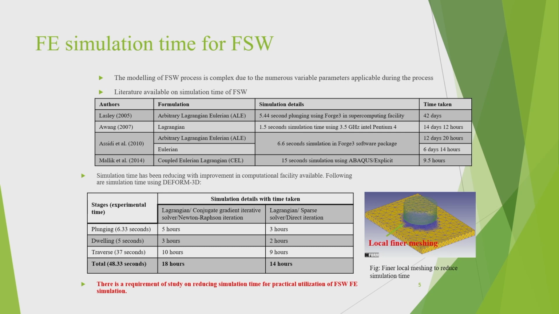Then Malik did a coupled Eulerian Lagrangian approach, and he simulated 15 seconds of the process using Abaqus Explicit, and it took 9.5 hours. So simulation time has been reducing with improvement in the computational facilities available.